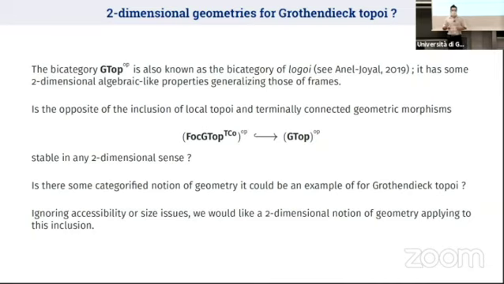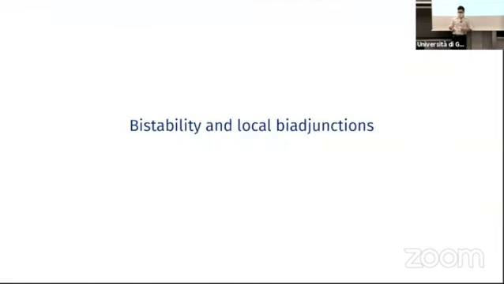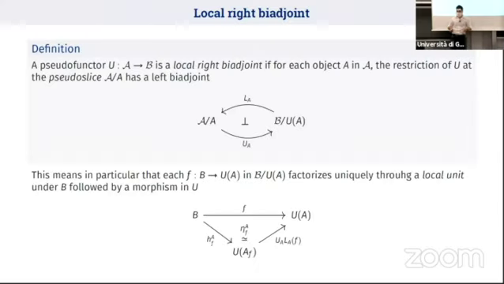And eventually, this led to the question of whether we can define a two-dimensional geometry, for instance, for the logoi that are the opposite of Grothendieck topoi, and whether there are other instances of such a construction. This is what I will try to answer during this talk. To do that, I will categorify the notion of local adjoint and stable functor.